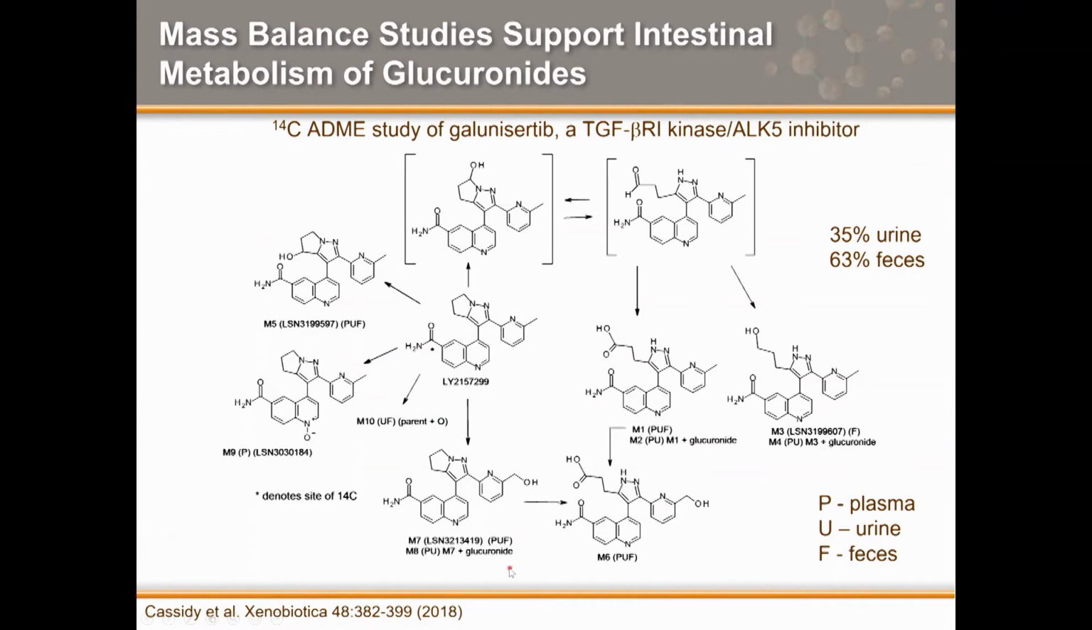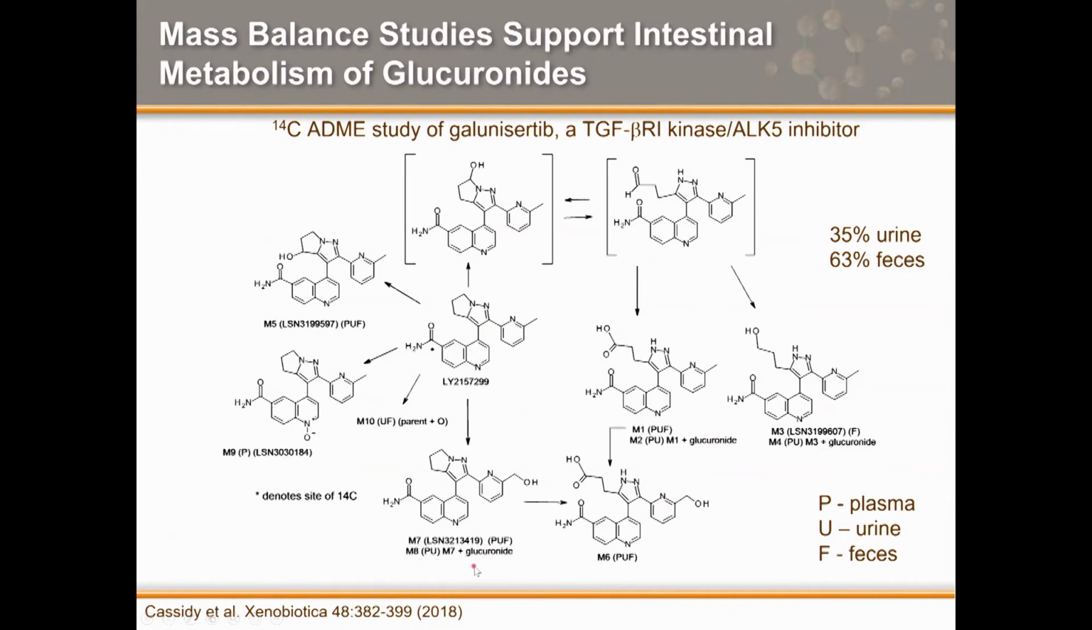Here's an example of a direct glucuronide being formed from this M7 metabolite. So you get this M7 metabolite, and then the glucuronide of M7 is the M8 metabolite. The M7 metabolite is found in plasma, urine, and feces, but the M8 metabolite is only found in the plasma and the urine.